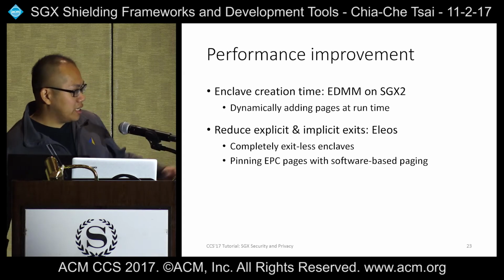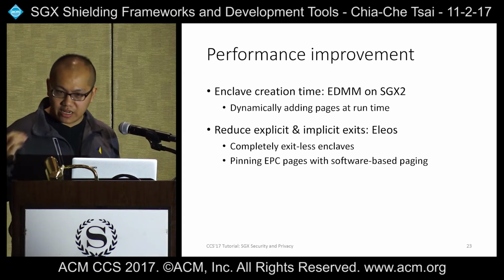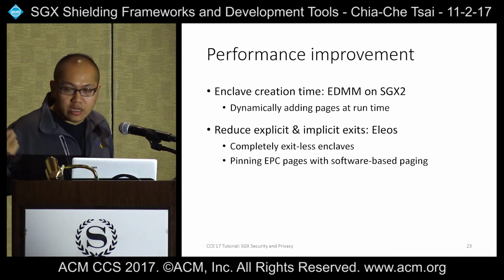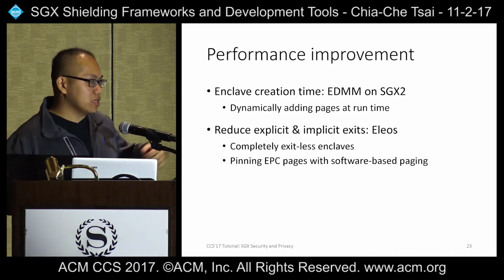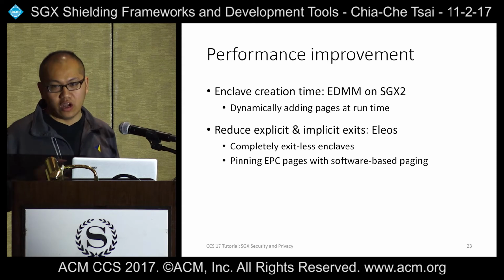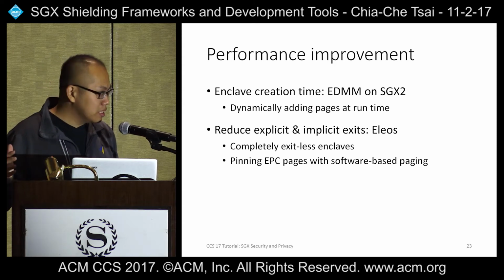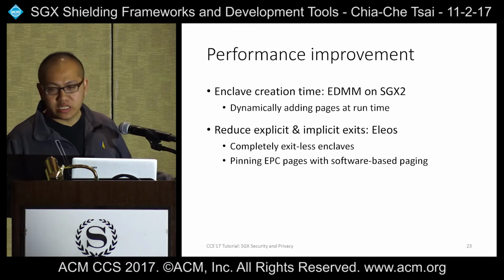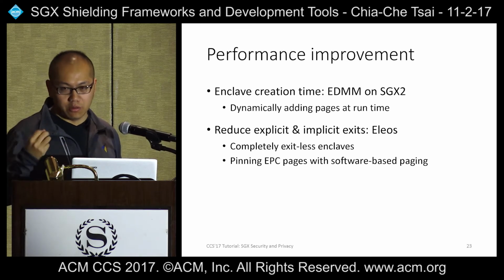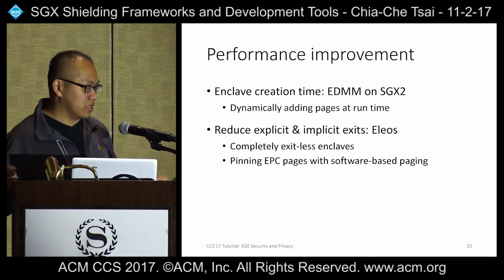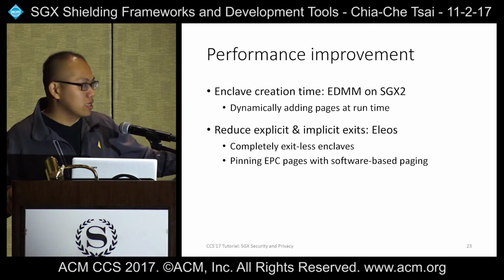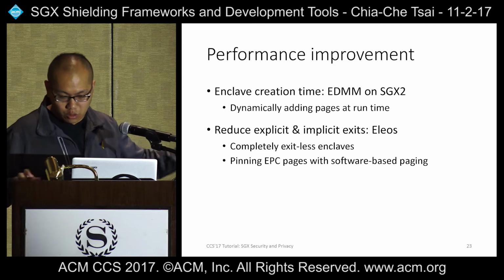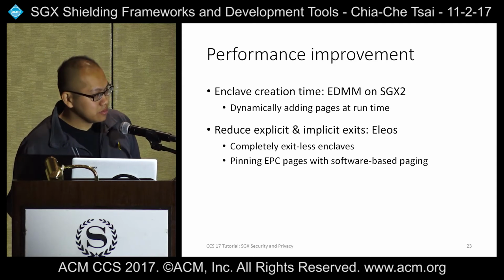The second work is Alias. Basically, they identify all these Enclave exits that could cause high overhead, and they get rid of them. So they basically create a completely exitless Enclave. The Enclave is just not going to make any exit at all, including implicit exits caused by page faults, for example, caused by paging overhead. So they have a way of doing software-based paging to make sure that Enclave exits will never happen. We'll talk about this as well.